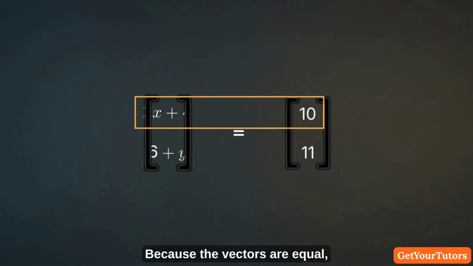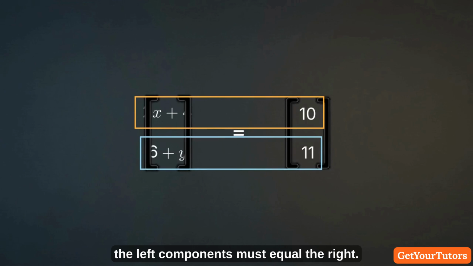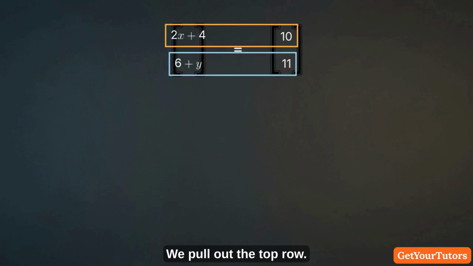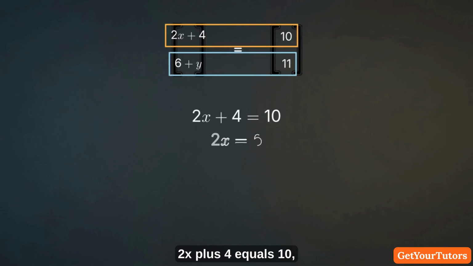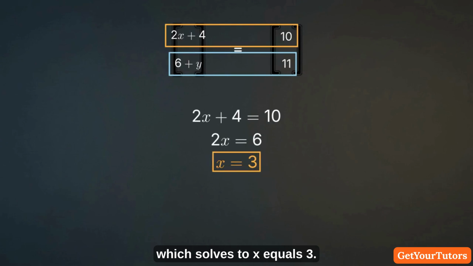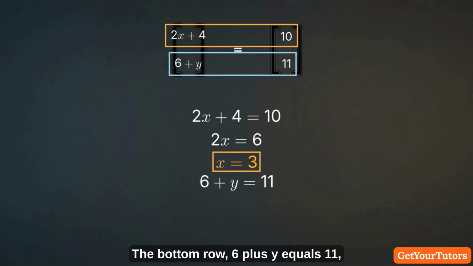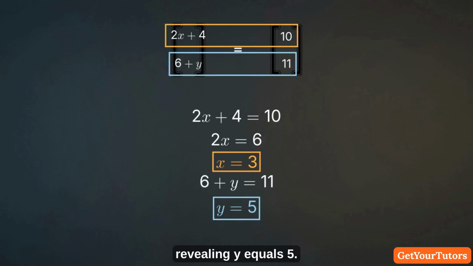Because the vectors are equal, the left components must equal the right. We pull out the top row. 2x plus 4 equals 10, which solves to x equals 3. The bottom row, 6 plus y equals 11, revealing y equals 5.